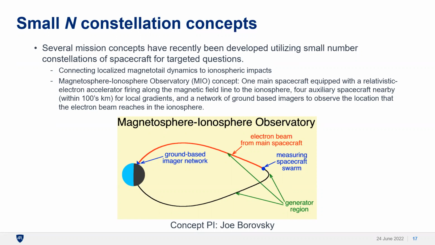But then around that main spacecraft, you have these auxiliary smaller spacecraft about 100 kilometers away to look at the local gradients. So we know from firing that electron beam into the ionosphere and using a ground-based system of all-sky imagers where we're spatially connected in the ionosphere. Then if we see certain structures in the aurora near where that foot point is, and we look at the local gradients around that main spacecraft, it gives us the ability to start drawing some of these connections and figuring out some of the generators and drivers of different phenomena. But again, it's doing all of this great science with a limited number of spacecraft.